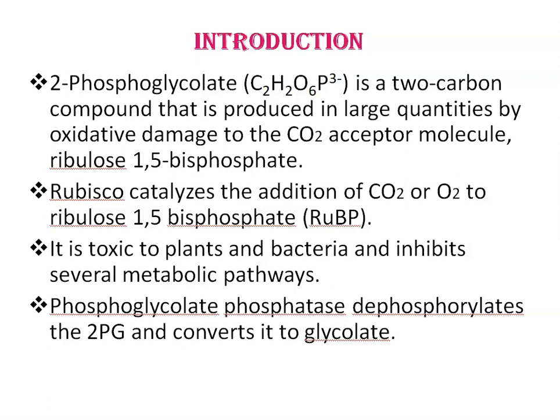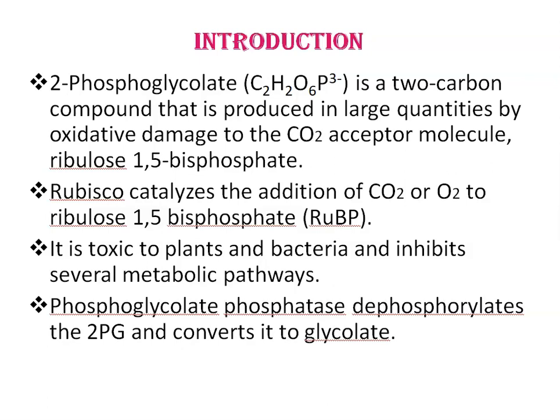2-PG, or 2-phosphoglycolate, is also generated during DNA end repair and is a product of pyruvate kinase side reactions. It is toxic to plants and bacteria and inhibits several metabolic pathways, including triose phosphate isomerase, phosphofructokinase, and sedoheptulose 1,7-bisphosphate phosphatase.